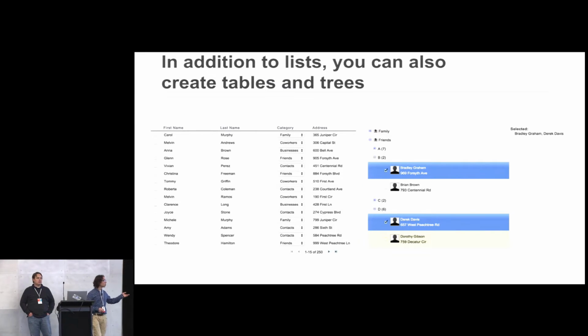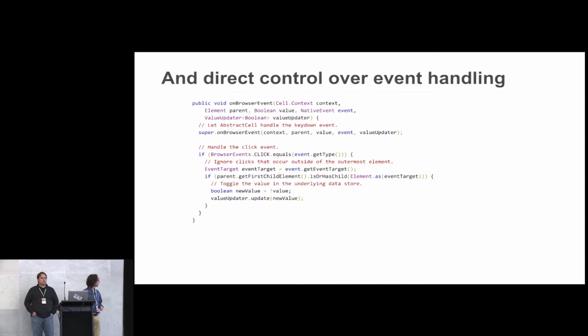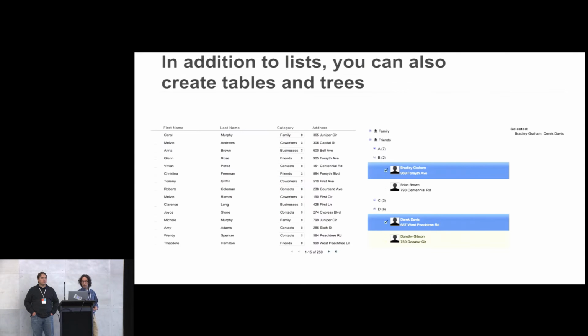So I just showed you a list, but cell widgets can be used inside of tables and inside of trees as well. These are snapshots that I took from the GWT showcase, which you can find on the GWT project pages.